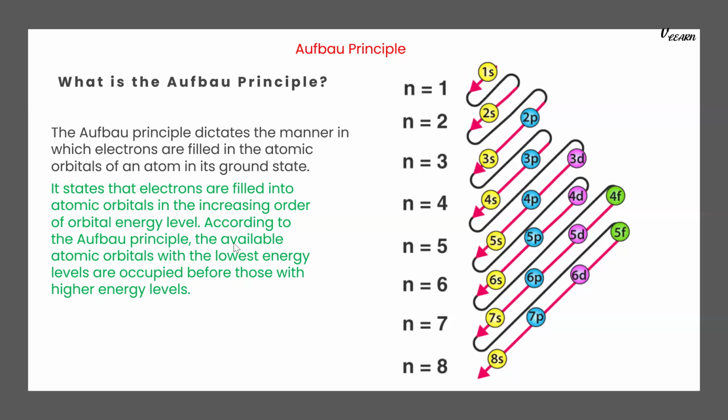See, it states that the electrons are filled into atomic orbitals in the increasing order of the orbital energy level. According to the Aufbau principle, the available atomic orbitals with the lowest energy levels are occupied before those with the highest energy levels. See here, first 1s orbital will be filled and then 2s and then 2p and then 3s and 3p, 4s, 3d, 4p, 5s, then 4d, 5p, 6s, 4f, 5d, 6p, 7s, then 5f, 6d, 7p and 8s, and it will go on like this. Okay. So once the lower atomic orbitals are filled, then only the electrons will move on to the higher energy level atomic orbitals. Okay.